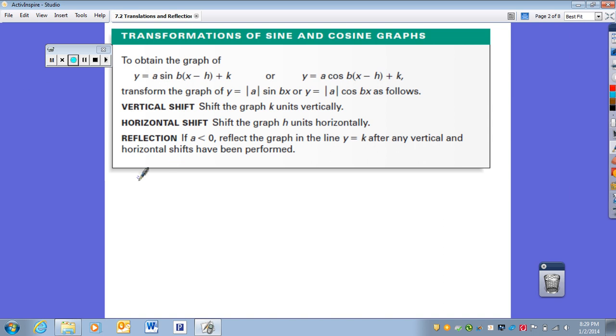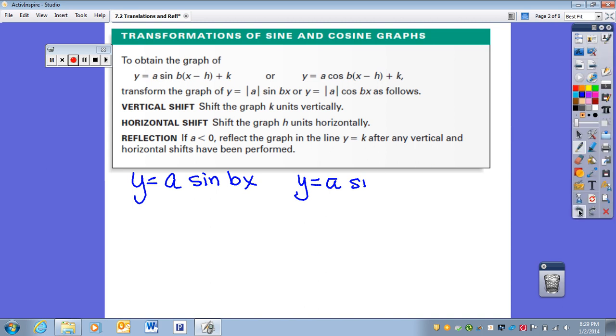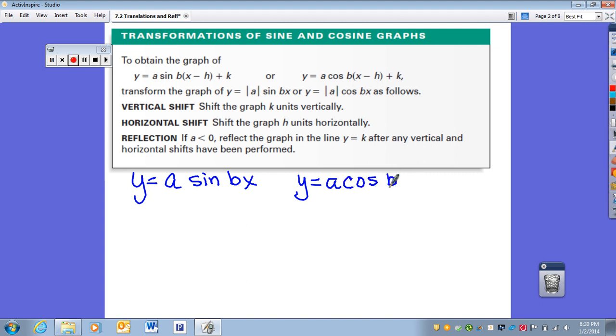With our basic function, we had y is equal to a times the sine of bx, or y is equal to a times the cosine of bx, where a is the amplitude, and then 2 pi divided by b gave us our period. So now what we want to do is to be able to describe what happens when we have those with our different amplitude or our different period, and then being able to shift those.